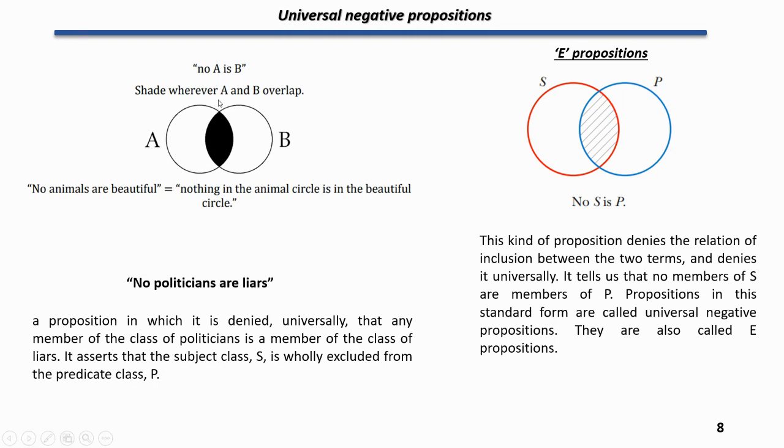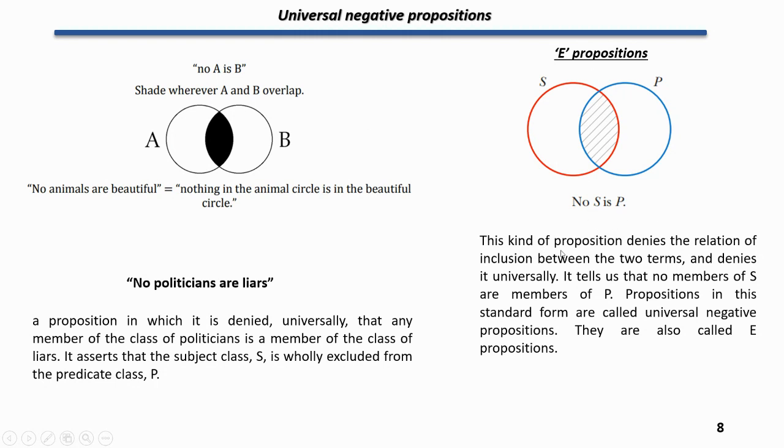It is said wherever A and B overlap, this is the overlapping portion. So no A is B in this portion. Earlier this portion was shaded, so this was common. Now here this is the uncommon part. No A is B, and this is the rest of the part anyway.